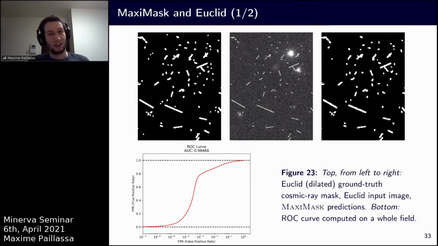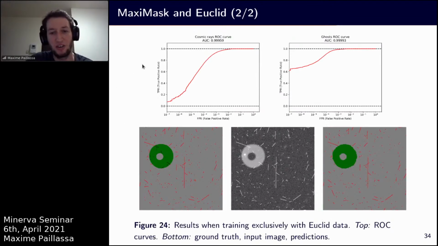And we also tested Maximask on some Euclid simulated images, where here we have the Euclid simulated ground truth and simulated image, and here a prediction of Maximask. As we have the ground truth thanks to simulations, we can even compute a ROC curve to assess performance quantitatively. And I also show that if we train a network separately on the Euclid data, we can have an even higher and better performance. So here are the ROC curves of cosmic rays and ghosts, which are included in the Euclid simulations, with the ground truth, an input image, and an example of prediction of a network trained specifically on Euclid data.